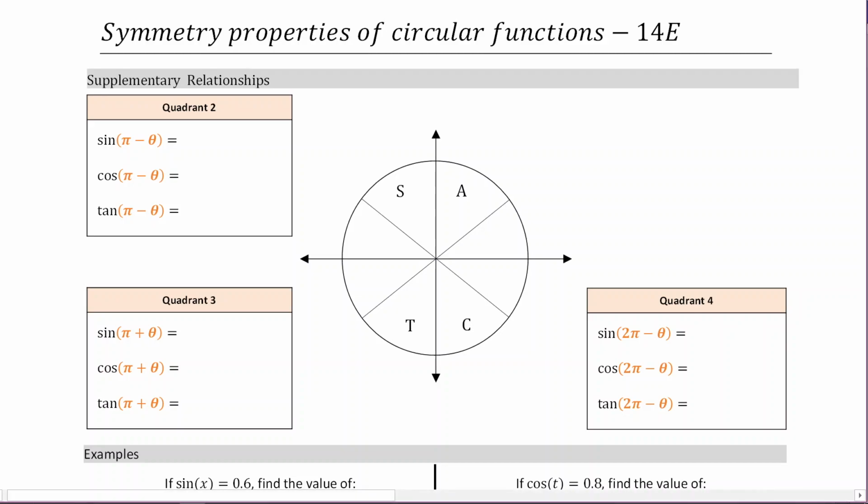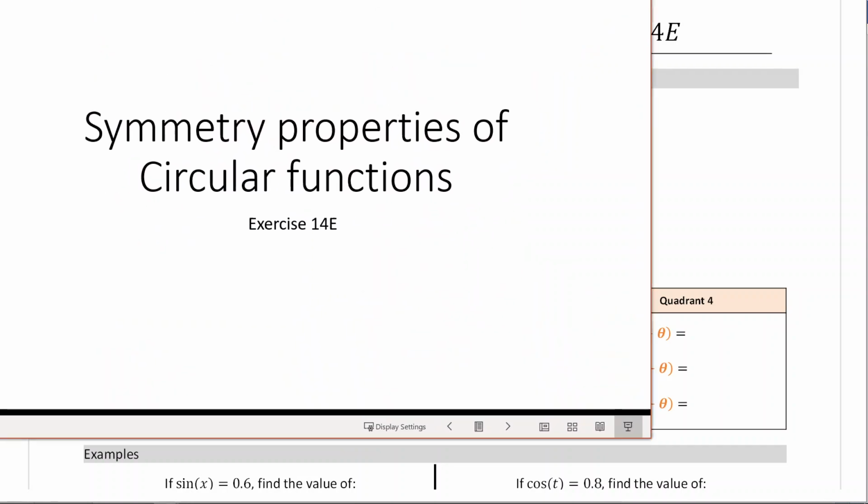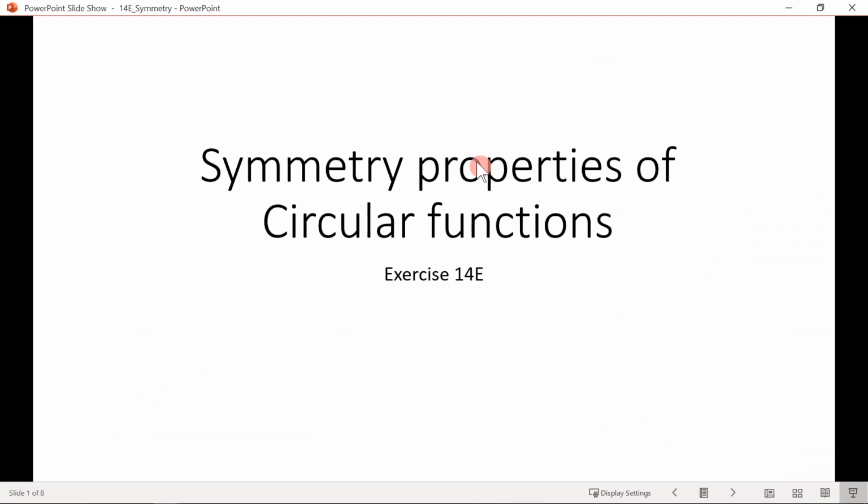Welcome. So in this lesson, we're going to be going through symmetry properties of circular functions. And we're going to work through this before us now. So we're going to be filling in these gaps here. And what I'm going to do is go through a presentation here, which hopefully will make it all clear. And as I'm going through this, you might want to take some notes on it as well.